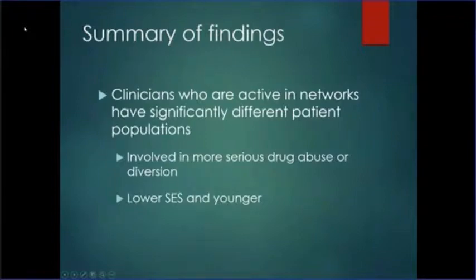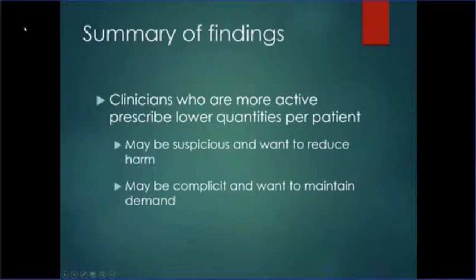And so clinicians who are active in the networks have significantly different patient populations. So they're involved in more serious drug abuse or diversion, which suggests that whatever kind of collusion is going on is effective, right? And so they tend to be lower SES and younger. But again, the most interesting finding about patients is that clinicians who are more active in the co-prescribing network tend to prescribe lower quantities per patient.